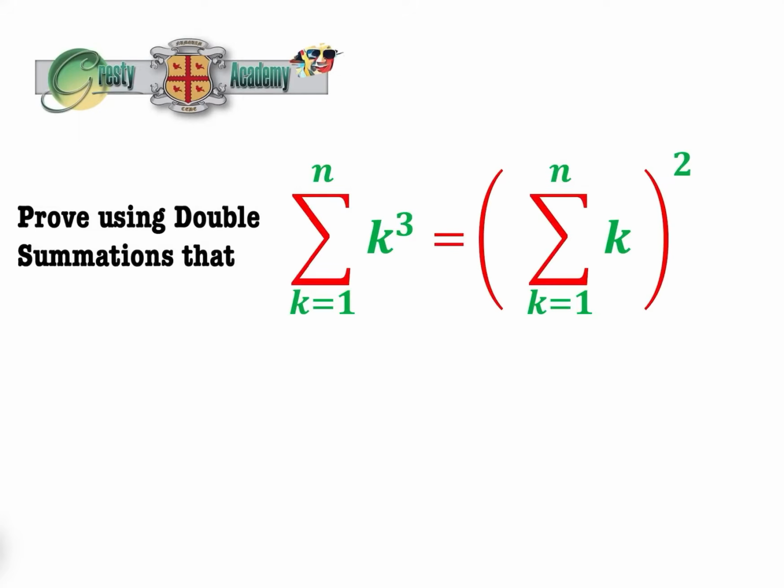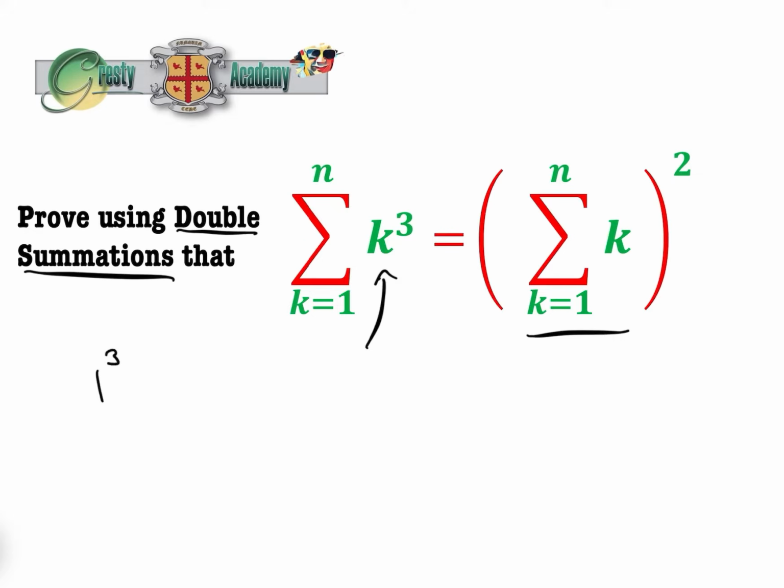What we're going to do today is look at this series, where we're going to prove using double summations, which is what we've been working on recently, that the sum of the first n cubes is equal to the sum of the first n numbers squared. What do I mean by that?